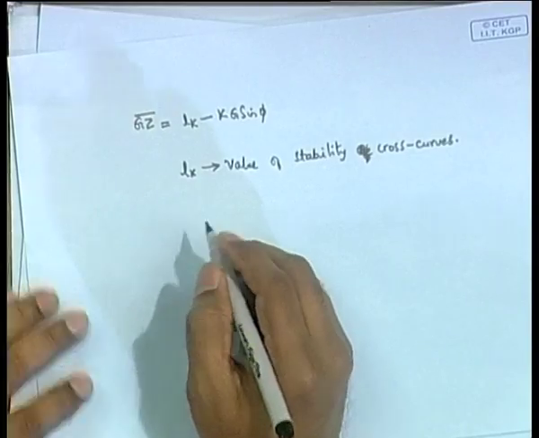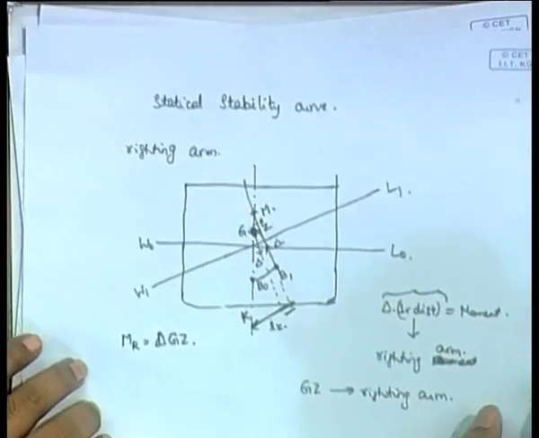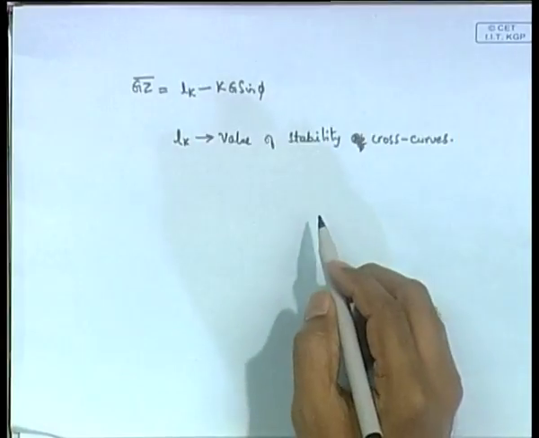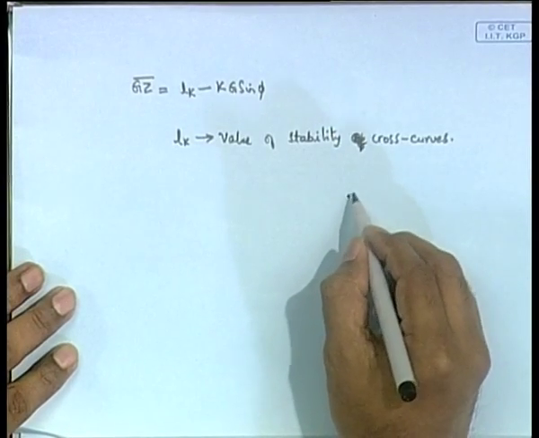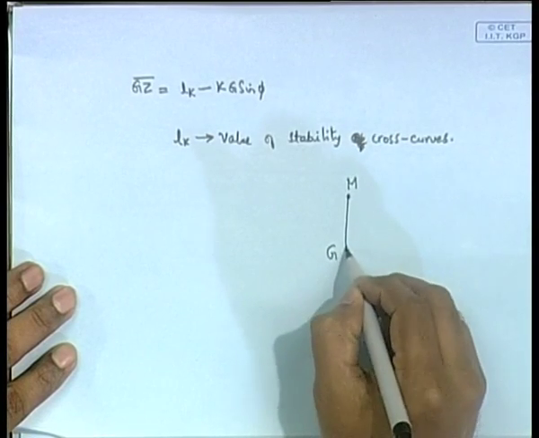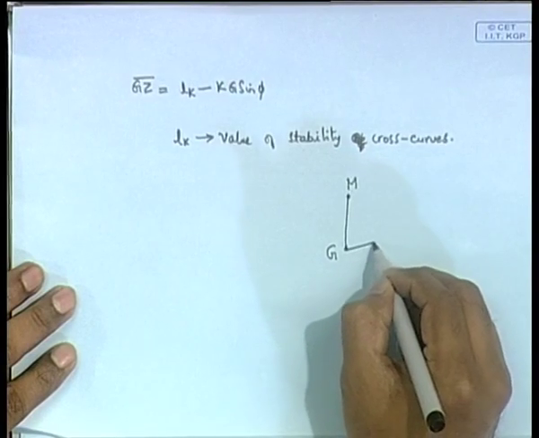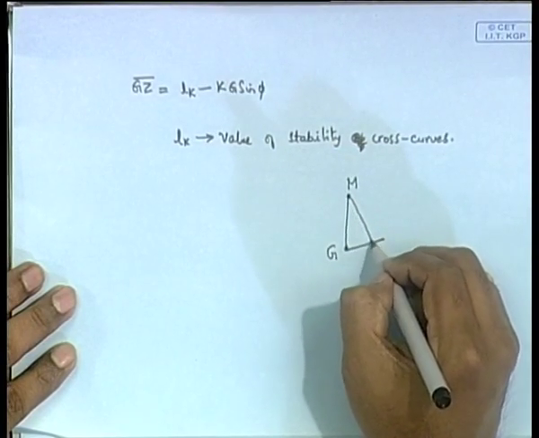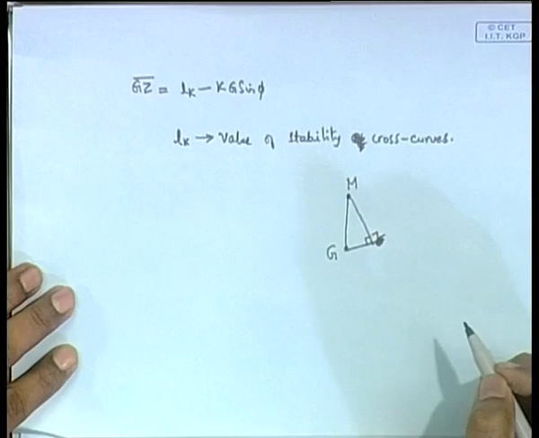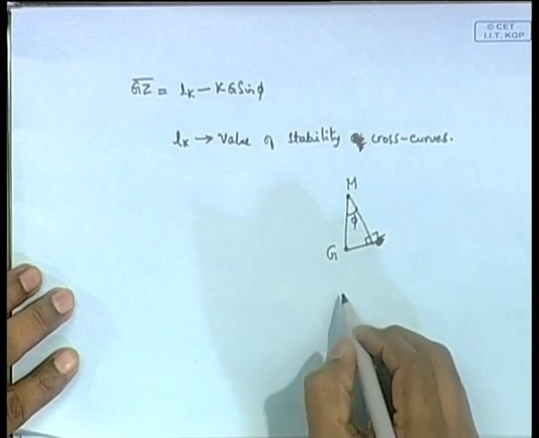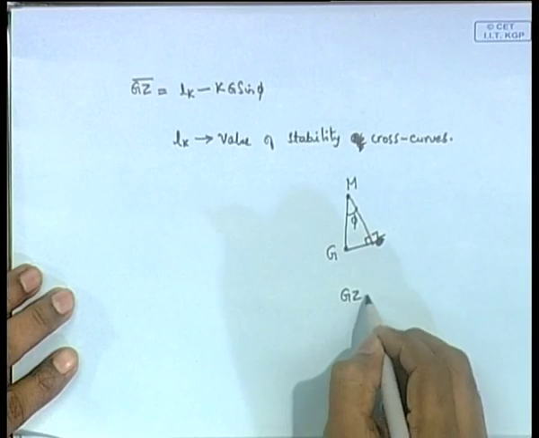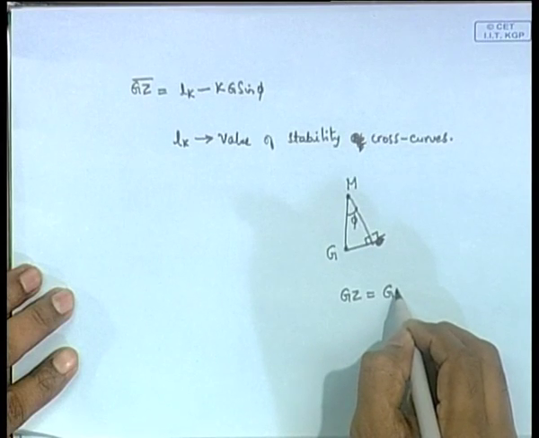Now, similarly, looking at this figure, you can get the more important relation, that is the relation between GZ and GM. Actually I will just draw the triangle alone. You have M here, you have G below it, and actually this angle is 90 degree, okay. This is Z. You have a curve like this, this is phi. Therefore, GZ is GM sin phi, right? Yes, GM sin phi.